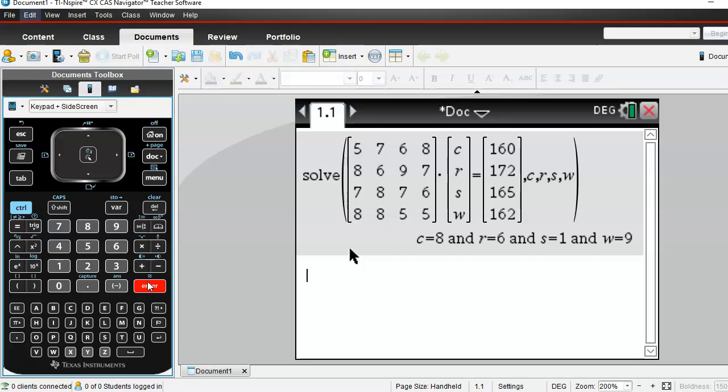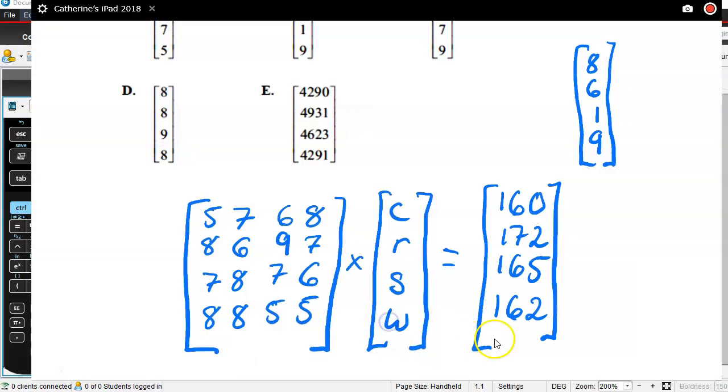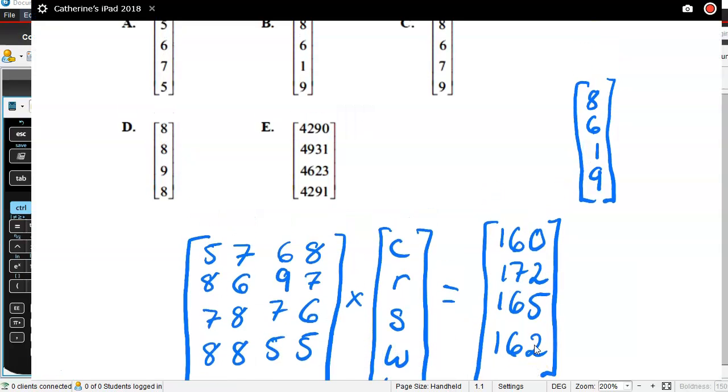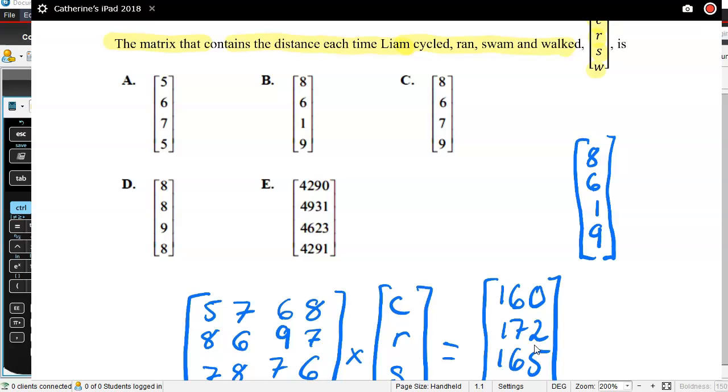So that means that whenever we cycle, we go 8 kilometres. Whenever we run, we go 6 kilometres. Whenever we swim, we go 1 kilometre. And whenever he walks, he goes 9 kilometres. So which one of these? It is option C. No, it's not. Option B.